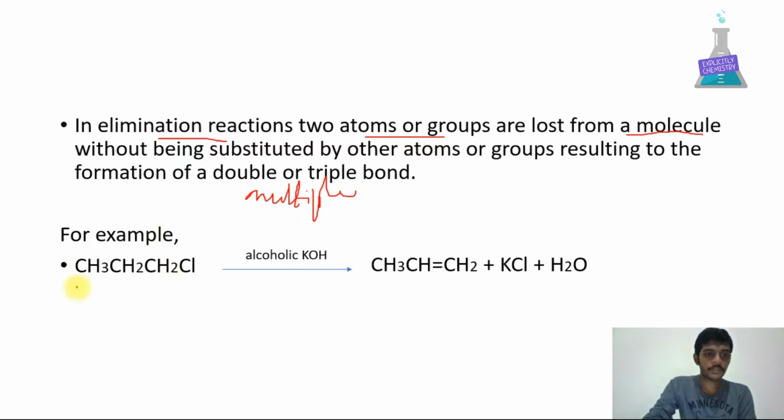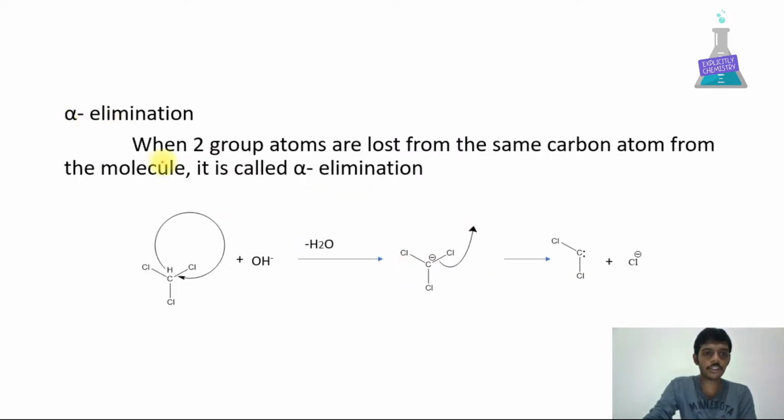For example, this is a substrate reacting with alcoholic KOH, which is a base, and the double bond is formed, and the KCl and water are the byproducts. Alpha elimination: when two group atoms are lost from the same carbon atom of the molecule, it is called alpha elimination. This is a substrate. Here the chlorine and also the hydrogen are eliminated while we are reacting with a base. Here the chlorine is eliminated, hydrogen is also eliminated from a single carbon atom. Hence it is called alpha elimination.